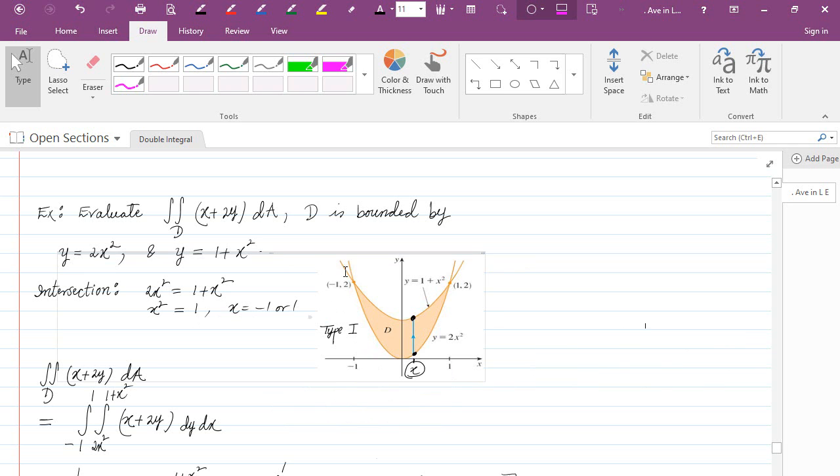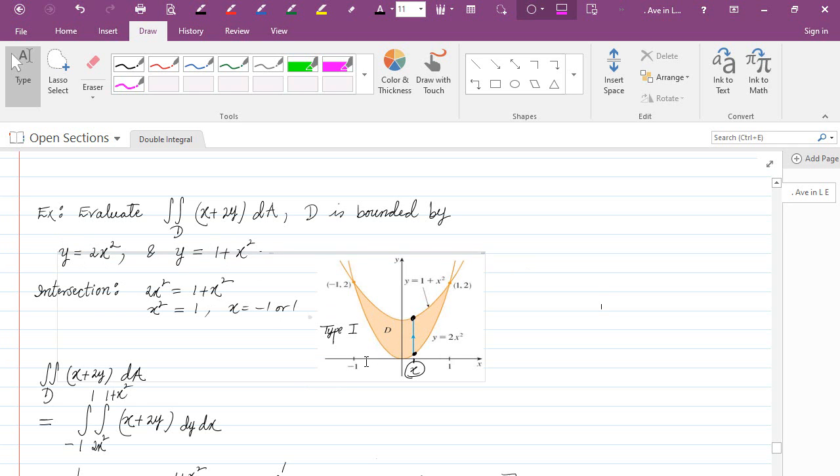We have intersections at (-1, 2) and at (1, 2). Now D is the region that is below the parabola y is equal to 1 plus x squared, and above the parabola y is equal to 2x squared.